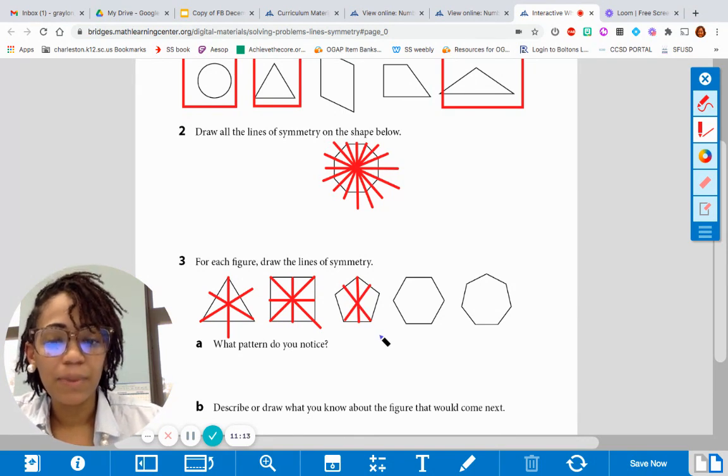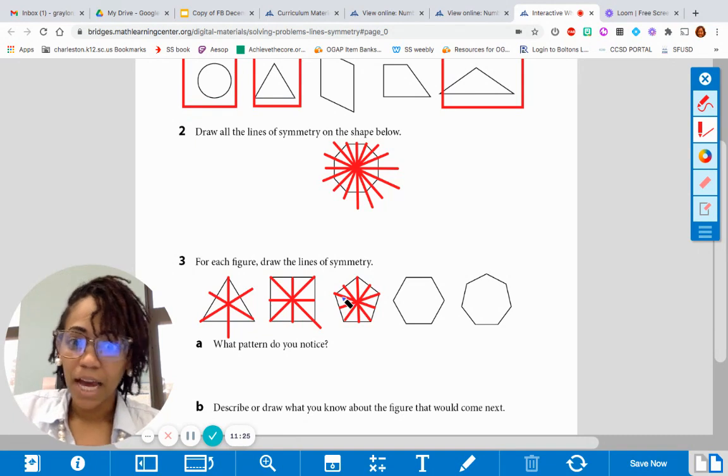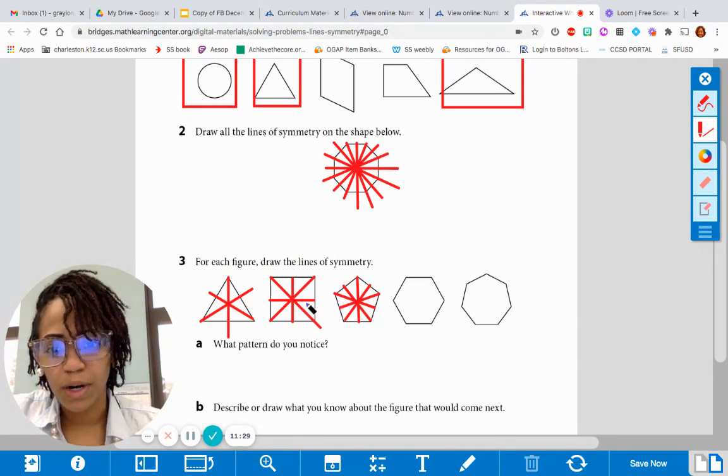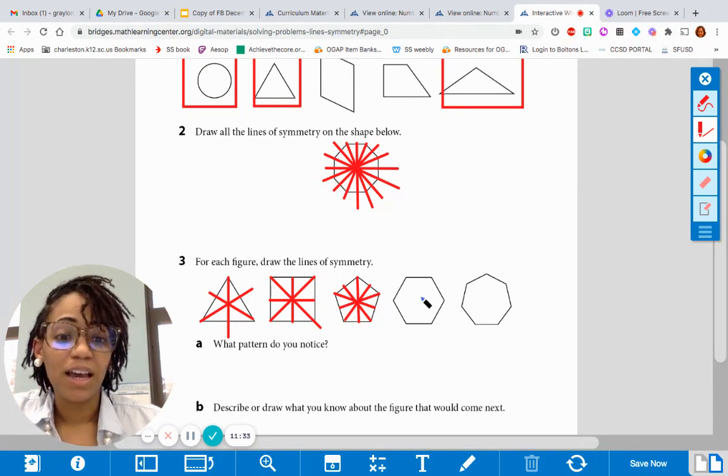Can you find any other ways that you could fold it? Yeah, from this corner to this half, and from this corner to this half. So how many does that make? 1, 2, 3, 4, 5. Triangle had 3, square had 4, pentagon had 5. How about the hexagon?